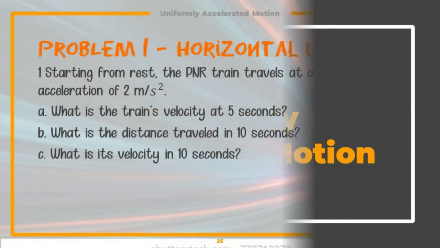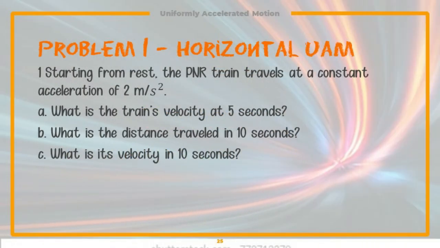Starting from rest, the PNR train travels at a constant acceleration of 2 meters per square second. For letter A, what is the train's velocity at 5 seconds? For letter B, what is the distance traveled in 10 seconds? For letter C, what is its velocity in 10 seconds?